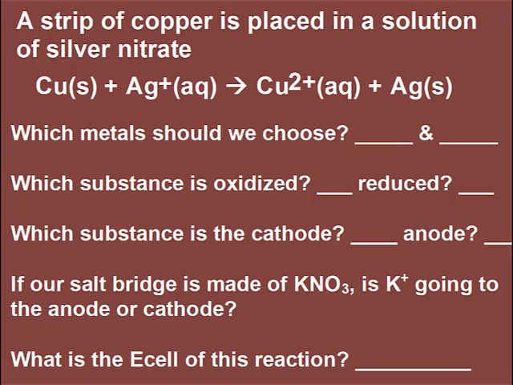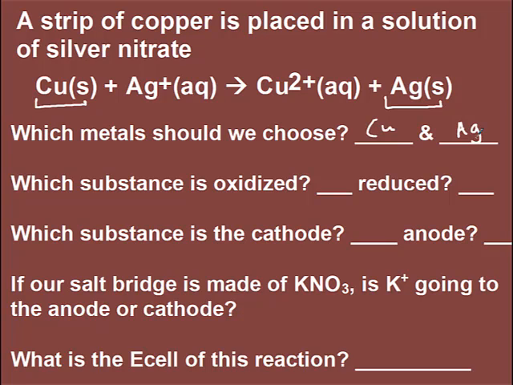In this problem, they gave you a reaction. When they give you the reaction, they've already told you which reaction is being oxidized and which reaction is being reduced. So the first question says, which metals should we choose? Well, we have a metal here and a metal here. So we should use copper and we should use silver.